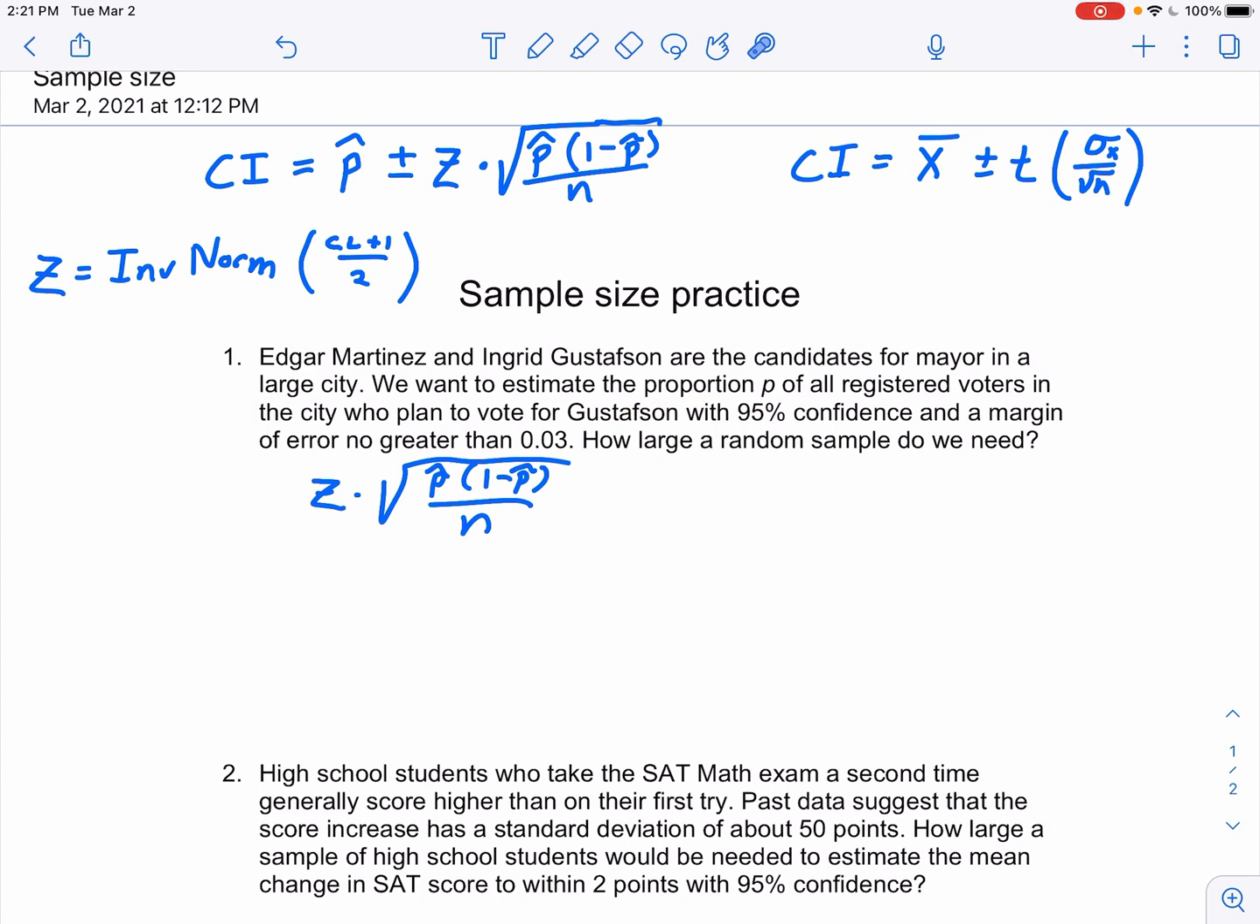Okay, so how do we find the Z in this? Well, we take our confidence level plus 1 divided by 2 and put that in our inverse norm. So we're going to go inverse norm of (0.95 plus 1) divided by 2, and that's going to give us our 1.96, okay, which is a pretty common value, right, which is the z-score at 0.95, right?